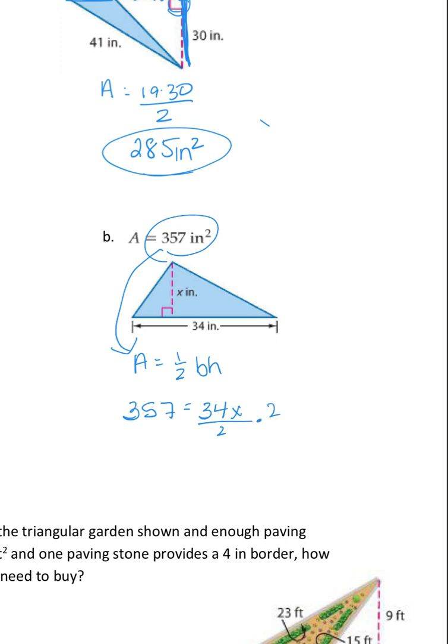Now, in order to solve it, I've got to get rid of the 2 first. So I'm going to multiply both sides by 2. And I get 714 equals 34x. Now I just need to divide both sides by 34. And I get x, the height, is 21, and this is in inches, so 21 inches.